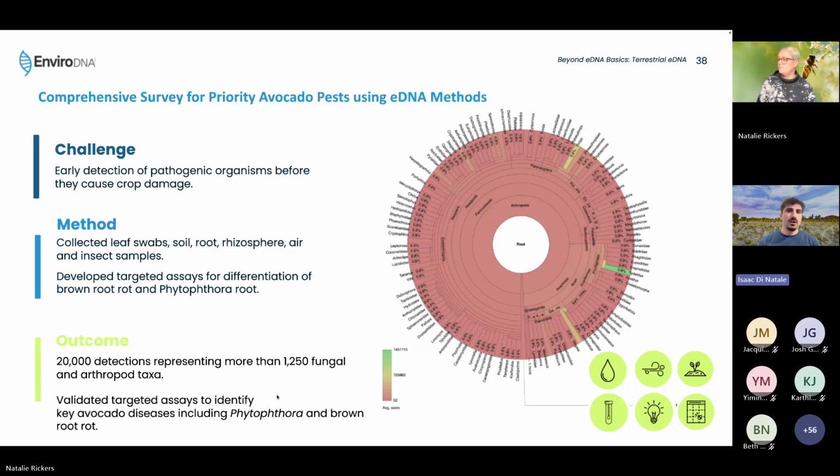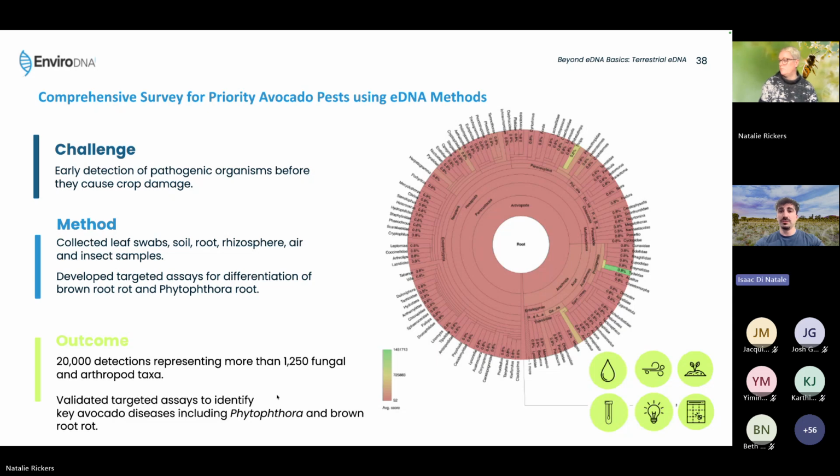So we've also been involved in helping to strengthen biosecurity by using eDNA to enable early detection of priority pests and pathogens before some of those visible symptoms might appear. So we've developed and validated sampling approaches across some major avocado growing regions using eDNA to detect a broad range of fungi and arthropod pests. And specifically, we've developed targeted assays for differentiation of brown root rot and Phytophthora. And we've successfully been able to detect both of those diseases from soil, root samples, and wipes that were collected from the base of both healthy and unhealthy trees on those avocado farms.